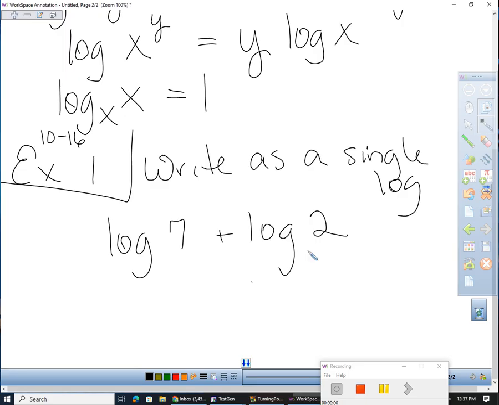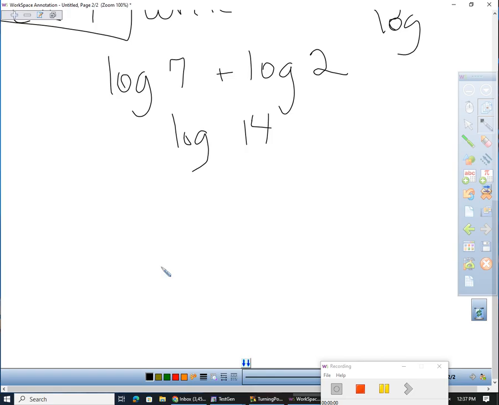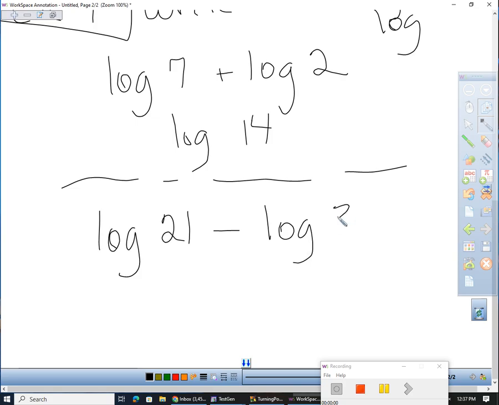Incorrect. Good try, though. So go back to that first property. What did that first property say? Yes, when we add in log world, we're really multiplying. So this is log 14, exactly. Try another one. Let's say I have log 21 minus log 3. Log 7, very good. Log 7.